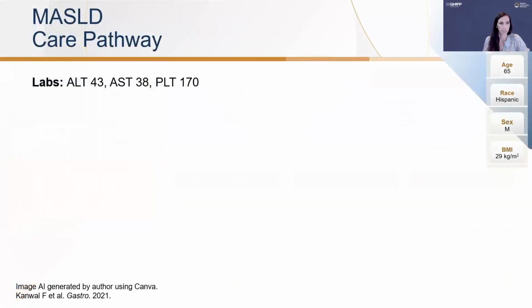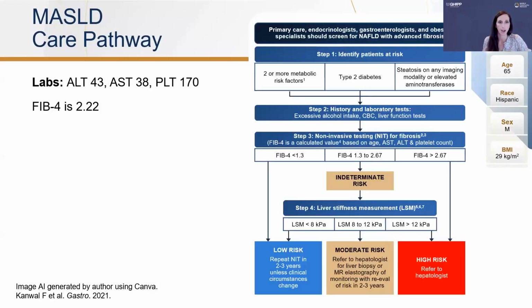So here are his labs. His ALT is 43, AST 38, and his platelet count is 170,000. You get a FIB-4 score using a clinical decision tool to help guide us through the pathway of using NITs. So this is the AGA clinical pathway for MASLD.